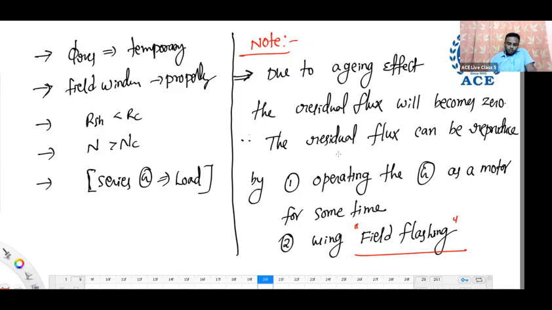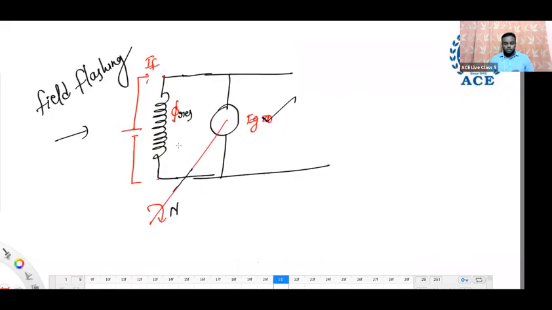The right answer is the second one. The second one is the best method. I think you chose the first one because it is easier. You think it is easy to operate the generator as a motor just by giving supply to it, but that is difficult. At the same time, if you operate the generator as a motor, there is so much power loss.